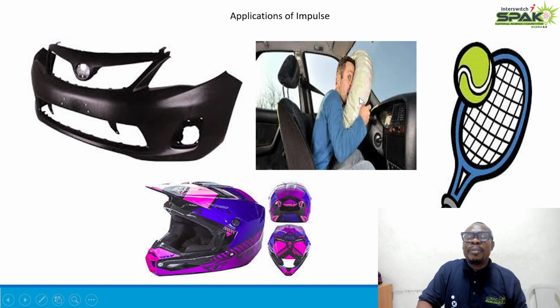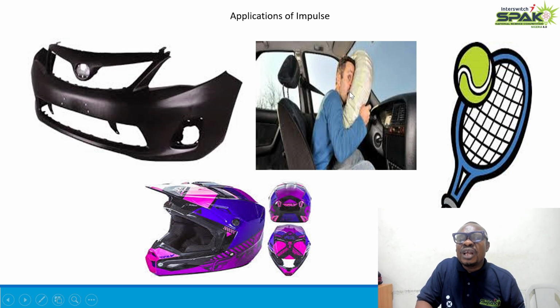So the purpose of this airbag is that as the man goes in, he goes deep, presses in, so there is a prolonged contact between the man and the airbag. Since there is a prolonged contact between the man and the airbag, which is the impact time, the impact force is going to be what? It's going to be less.